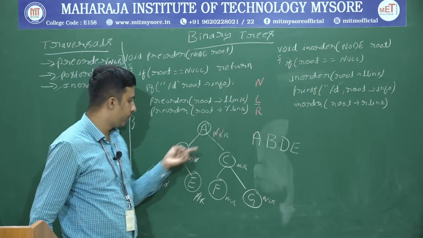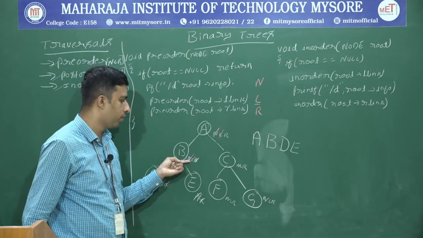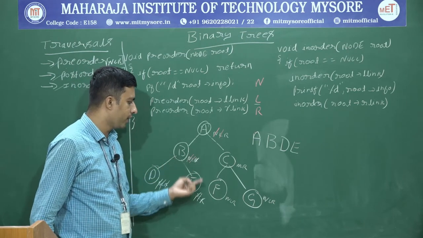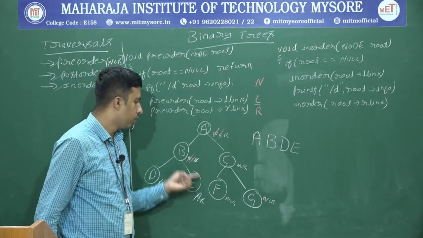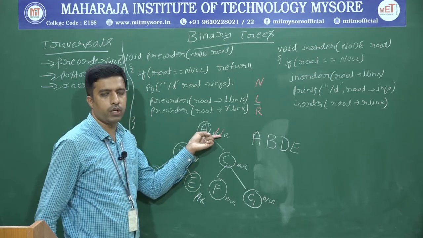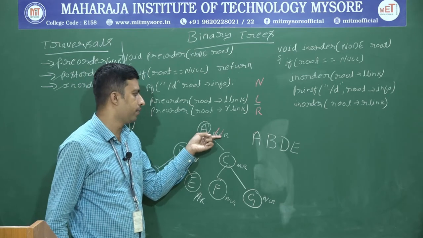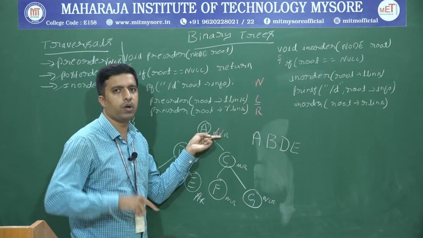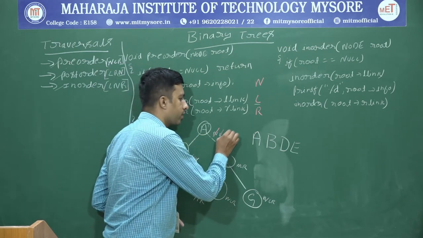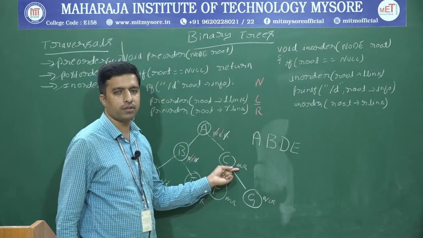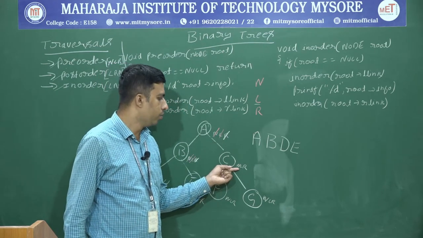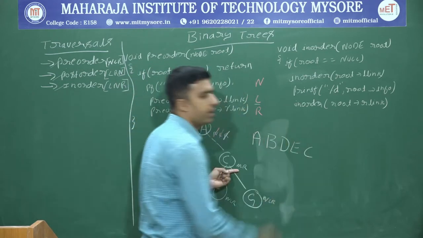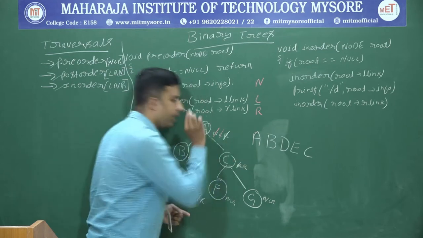Initially A is the root. Later on, when it calls left, B is the root. When it calls left, D is the root. When that is over and it calls right, E is the root. It goes back and now comes back to the original condition. Node is encountered, node step is over, left is over, right is remaining. It calls right. Now the function calls C. Now the node is C, and it prints C there.